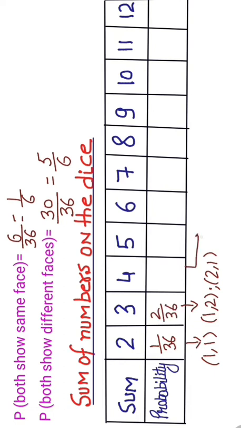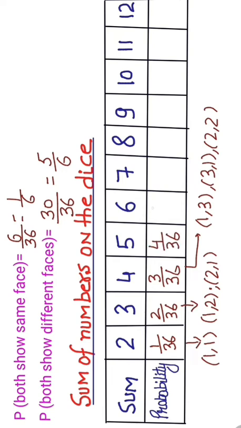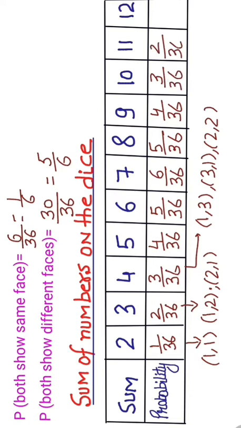Similarly, for getting a sum of 4, there will be three favorable outcomes, 1 comma 3, 3 comma 1 and 2 comma 2. So probability 3 by 36. Similarly, for getting a sum of 5, there are four favorable outcomes. So 4 by 36. Now for a sum of 6, 5 by 36. Now completing this table, 6 by 36, then 5 by 36, 4 by 36, 3 by 36, 2 by 36. There is only one case in which the sum of numbers is 12, which is 6 comma 6. Its probability will be equal to 1 by 36.